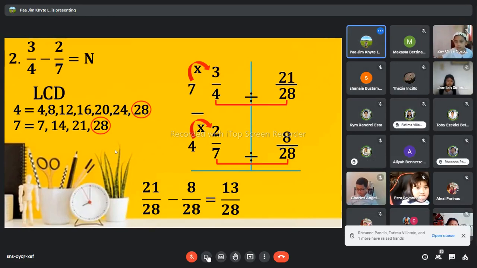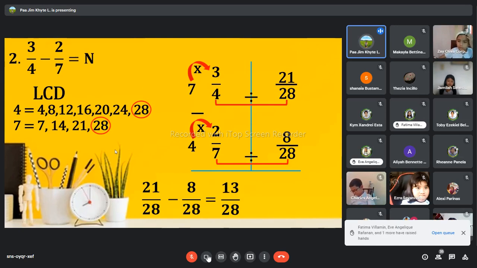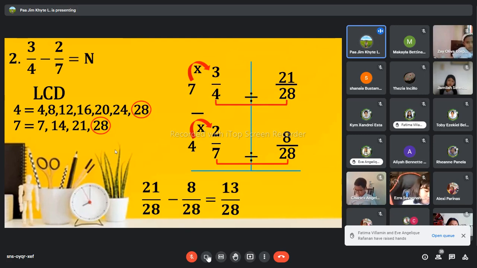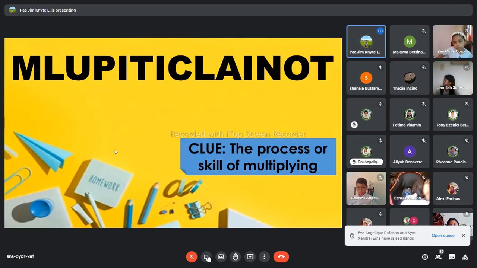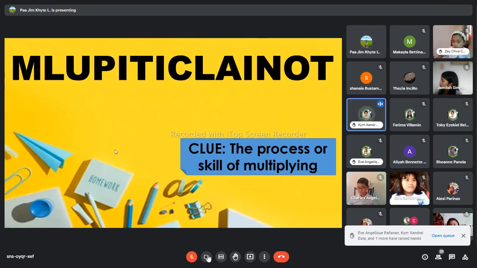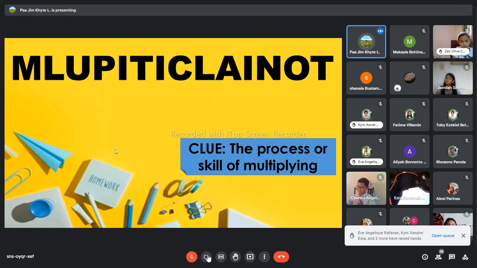Very good. Now, before we go to our lesson for today, we will play Arrange Me. I will present to you some jumbled letters and let's try to form words. Kindly read the clue. Kim? Clue: the process or skill of multiplying. What do you think is the word to be formed through the jumbled letters with the help of our clue?